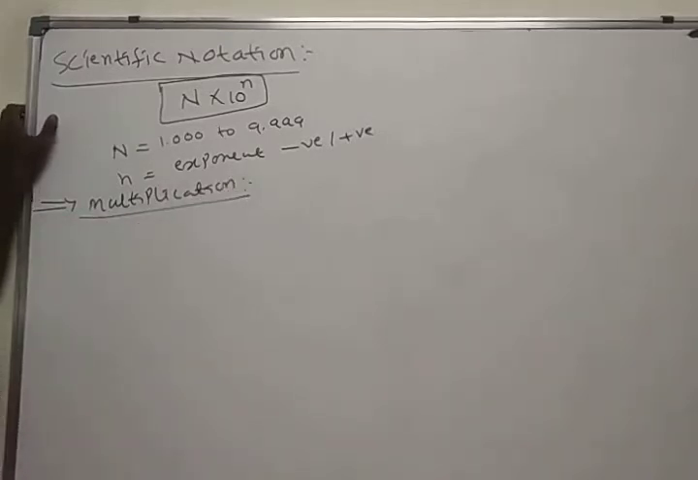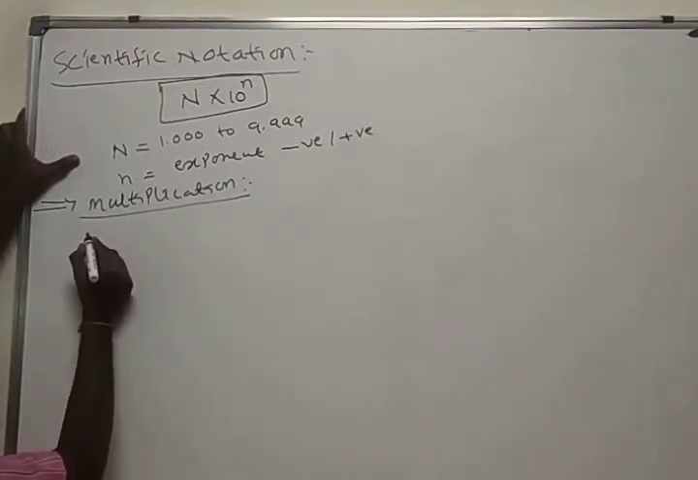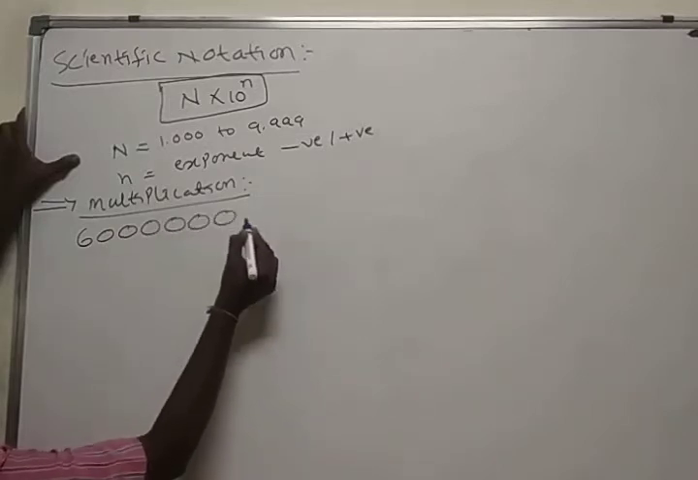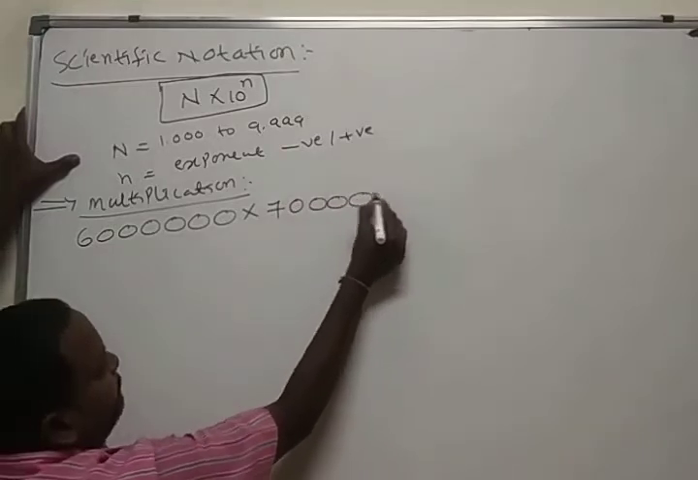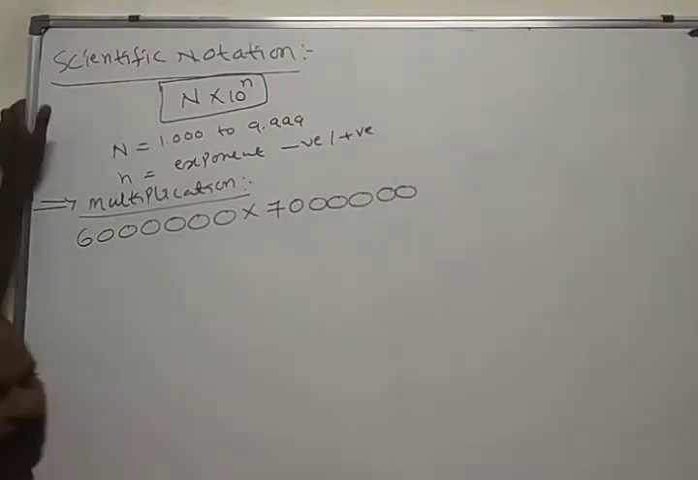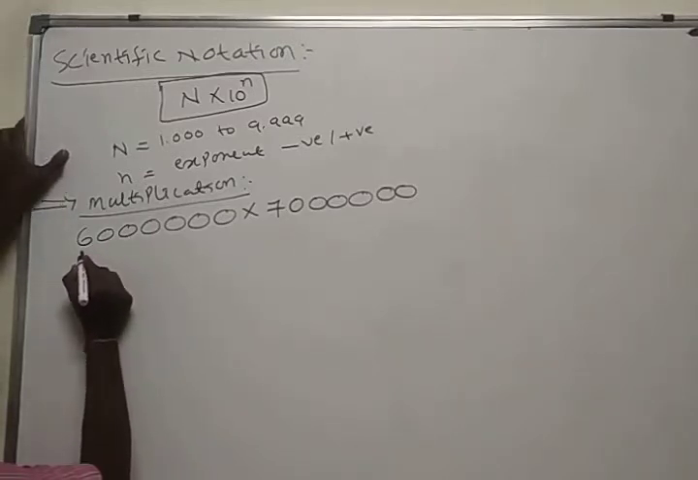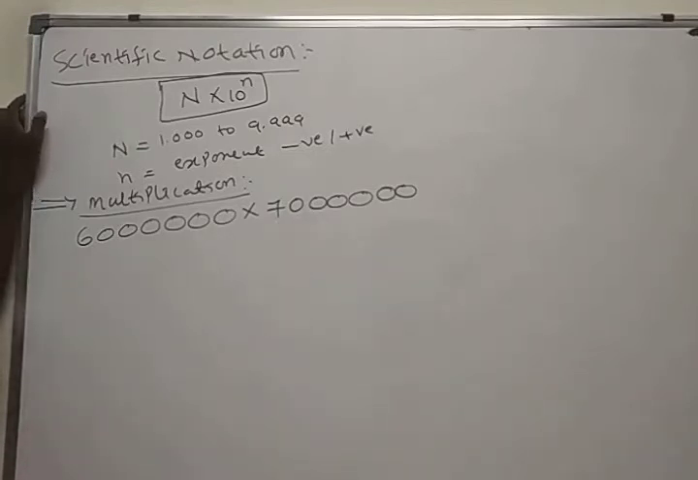You take any numbers and multiply. Here I am taking a first simple number. This is one number, and it is multiplied with another number. To multiply any numbers, using the scientific notation method is easy. Convert this one into scientific notation form, and this one also into scientific notation form.